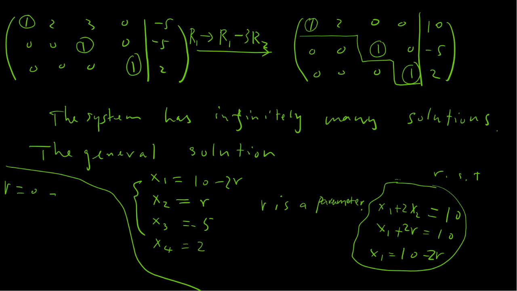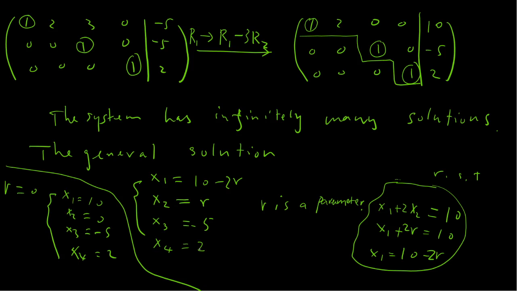Because the r value is 0, and for x3 you have no other choices, it's -5, and for x4 you have 2. Again, r is called a parameter. It means r can take any real number. Each r value determines a particular solution. R can have many choices, right? You have many choices of the values of r. That's why the general solution represents many solutions.